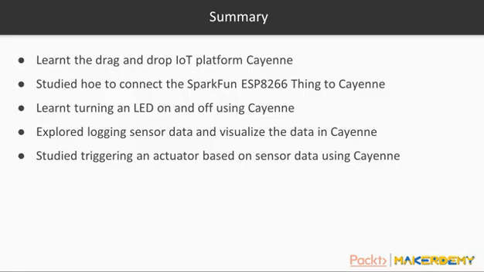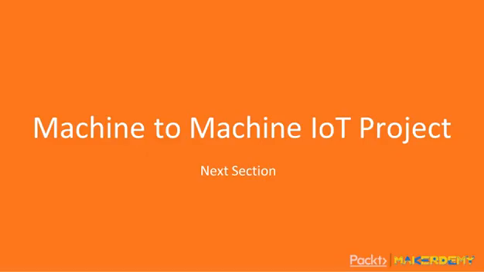Summary. In this video, we learned how to automate your IoT project using the Cayenne trigger feature. In the next section, we will finally build a true machine-to-machine IoT project, where a sensor connected to device A is used to trigger an actuator controlled by device B without any human intervention.